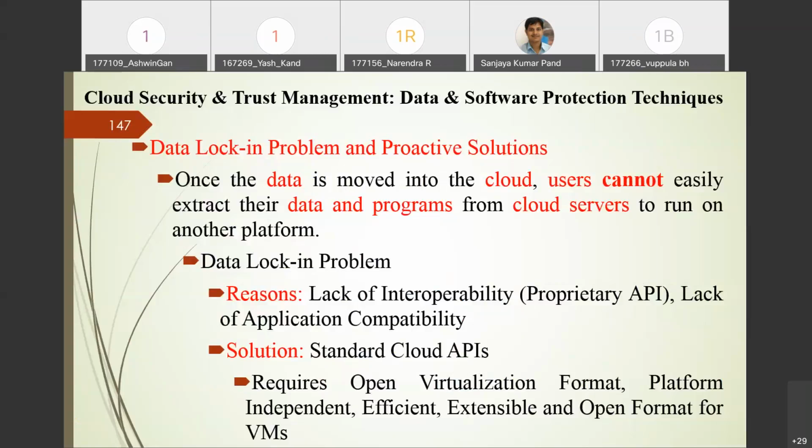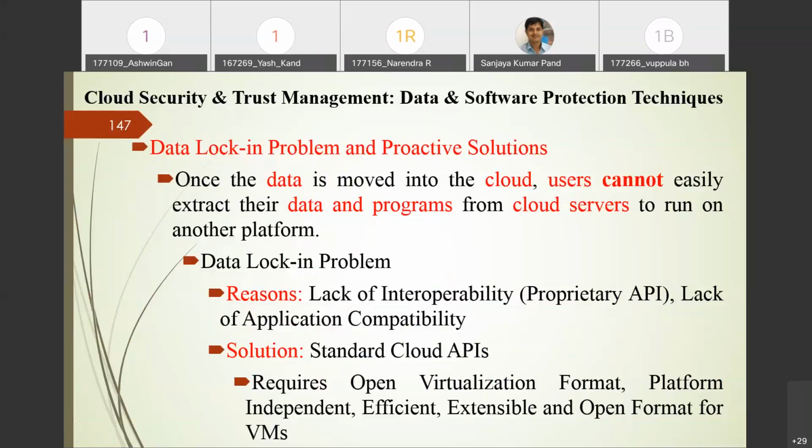That's why, you can see, once the data is moved into the cloud, the user cannot easily extract their data or programs from cloud servers to run on another platform. So I decided to run on another platform, but as it is platform dependent, it is not possible, right? So there may be a lack of interoperability, that is, APIs, standards and libraries are not there, and compatibility is not there. Compatibility refers to both backward compatibility as well as forward compatibility. As compatibility is not there, it may result in data lock-in problems, right?